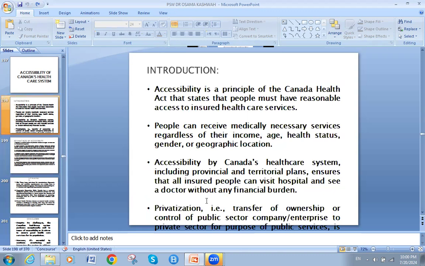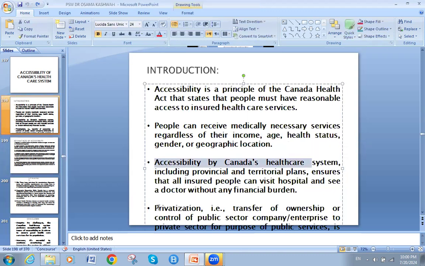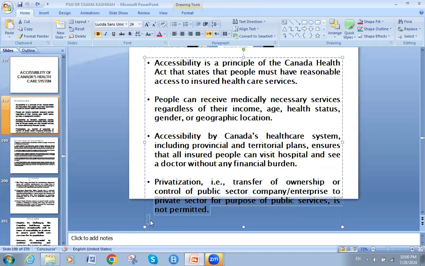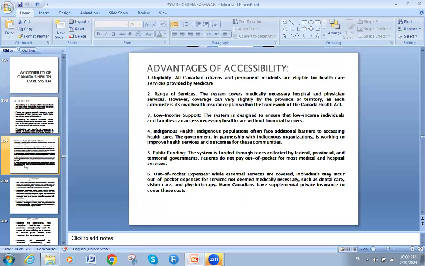Once more, there is also a difference between the healthcare system and privatization. Privatization is the transfer of ownership or control of public sector companies and enterprises to the private sector. So this is the meaning of privatization: moving from the public or governmental sector into the private sector. So these are some points about accessibility.